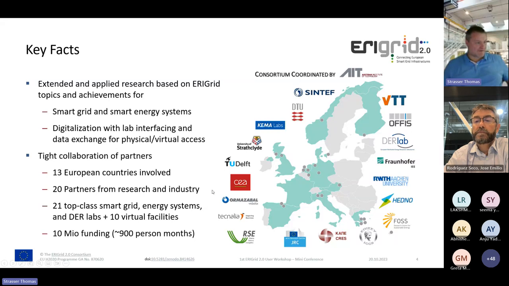Here you can see a brief overview of the involved consortium members. That's mainly research and technology organizations, universities, but also industrial companies, so manufacturers, and also one energy utility, a distribution grid operator from Europe, which is also part of the consortium. Total funding is also always important for the project members to have enough budget to work on the topics. So we receive around 10 million euro funding from the European Commission in the Research Infrastructure Program in Horizon 2020.